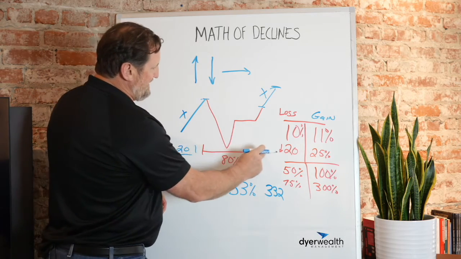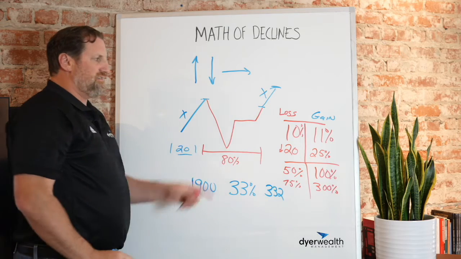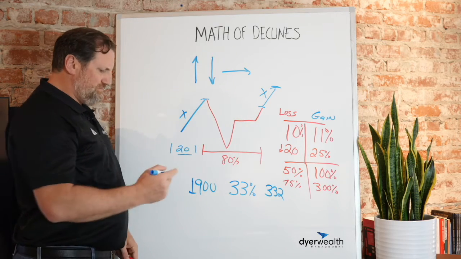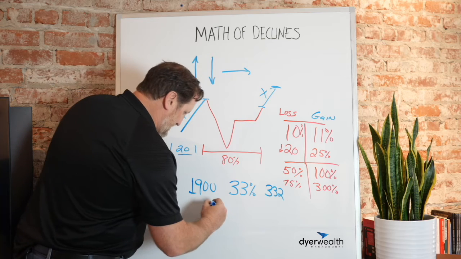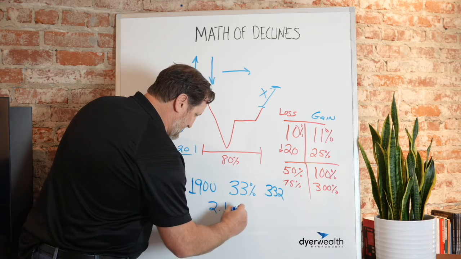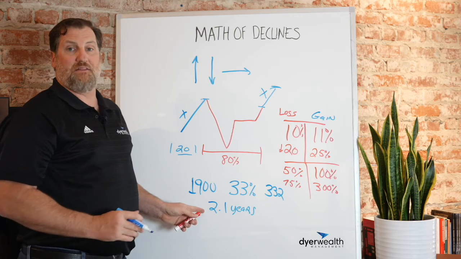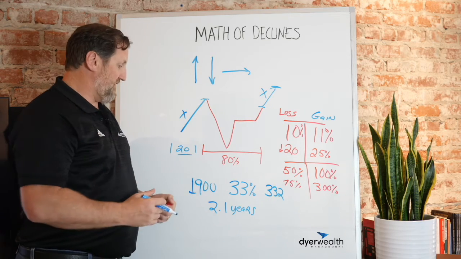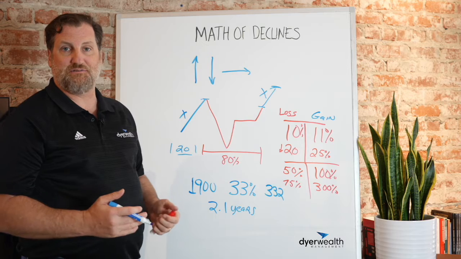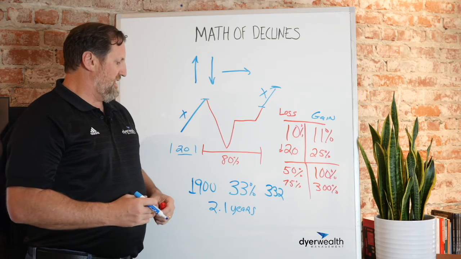Now, how long does it take us to get back to here, to get back to break even? And the answer is 2.1 years. Okay. So again, not the end of the world. A lot of us have investment time horizons of over 2 years.